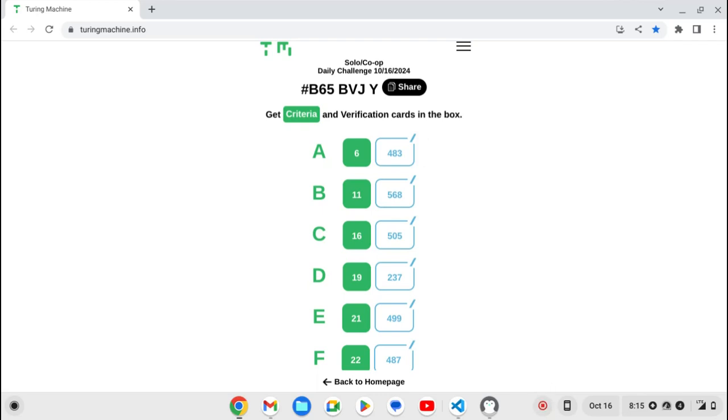Let's begin. Today is October 16th, 2024, and we're solving the Daily Turing Machine Puzzle. Today's puzzle uses the following 6 criteria cards.